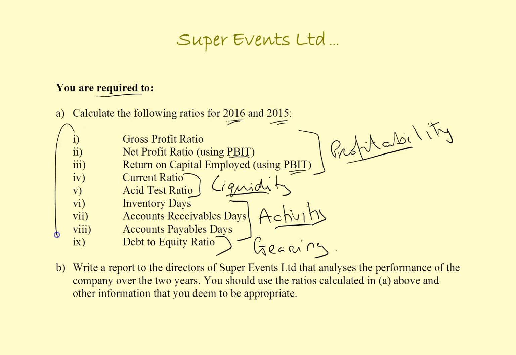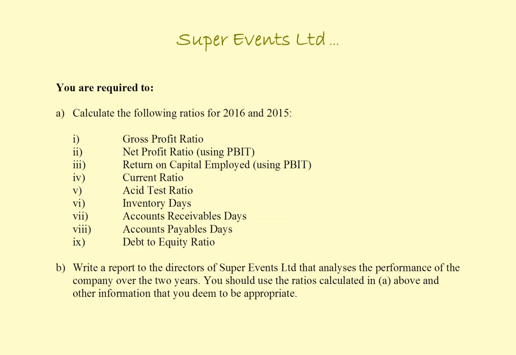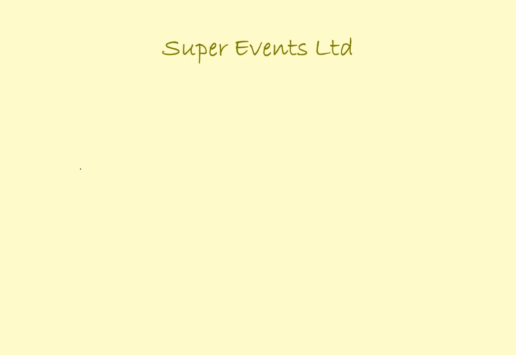Now after we've calculated these, we're going to write a report to the directors of Super Events Limited that analyses the performance of the company over the 2 years, and what you're asked to do is use the ratios calculated in part A above and any other information that you deem to be appropriate. So to start with, we're going to take these first three ratios here, our profitability ratios, and we're going to set them up in a table.